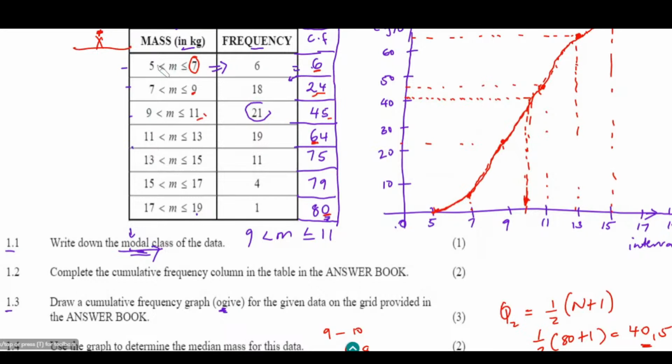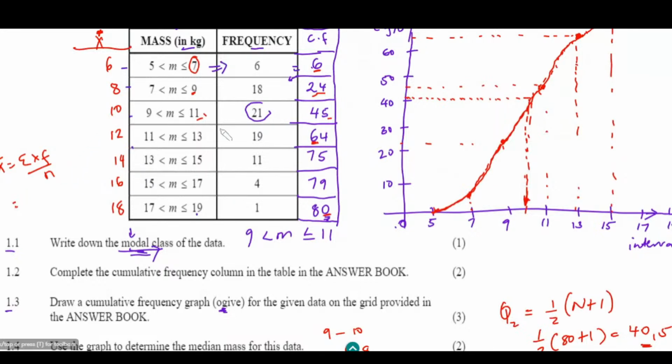Okay, so for us to get the midpoint, it will be 5 plus 7 divided by 2. That's going to be a 6. 7 plus 9 divided by 2, that will be 8. Then this is a 10, a 12, 14, 16, and 18. Then all I'll do, because I know that my mean will be the summation of x, which is the midpoint, times the frequency, and then I'll divide by the number of people that I used in the survey.